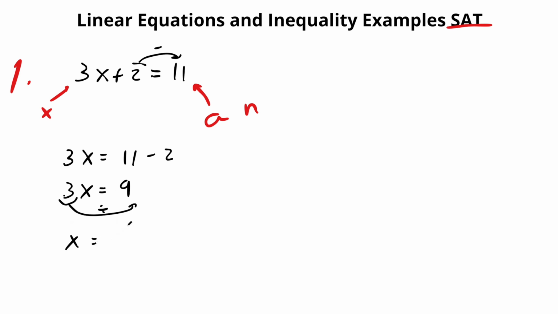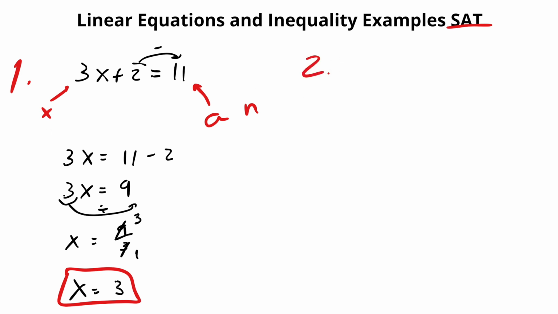x is equal to 9 over 3. Perfect. What is the third part of 9? It is 3. What is the third part of 3? Well, 1. And so x is equal to 3 over 1, or 3. That was our first example.